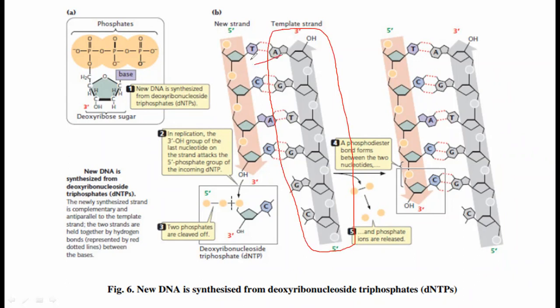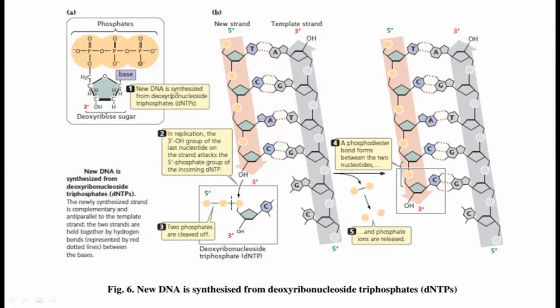Now the template has synthesized the strand, and this is the 3-OH group. That means to this 3-OH group, the dNTP will come here. There are 3 phosphates. When this comes here, the OH group attacks this group, leaves the 2 phosphates, and then this nucleotide gets attached here. Look very carefully. This is dNTP. Base, sugar, and 3 phosphate groups.